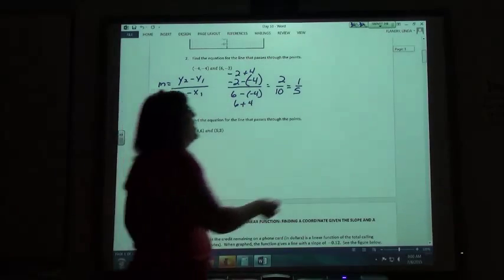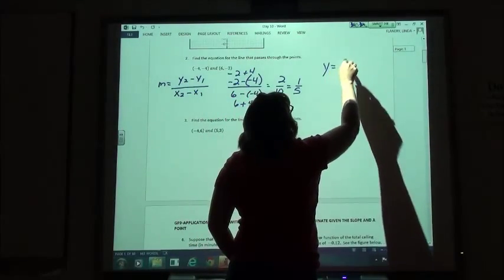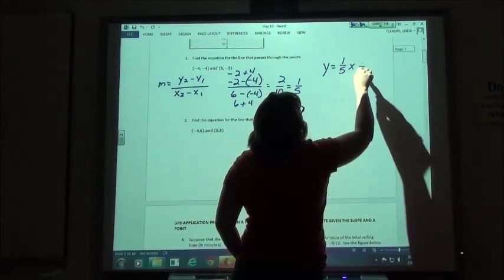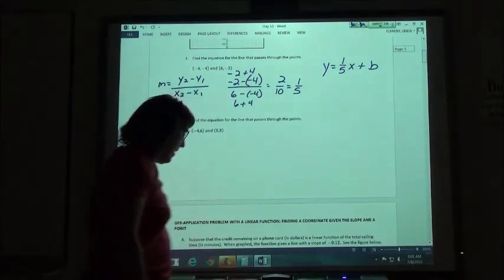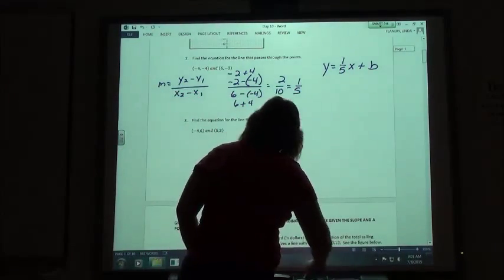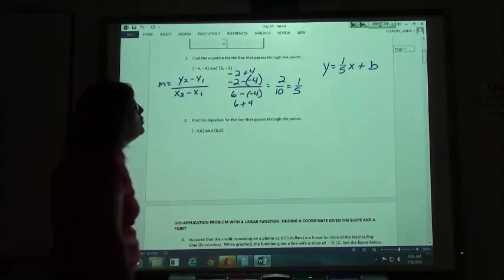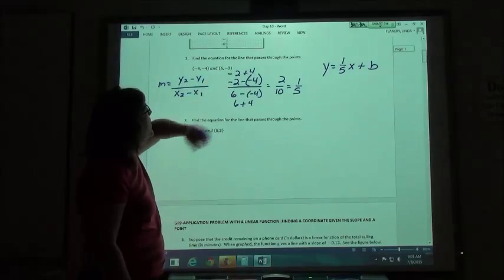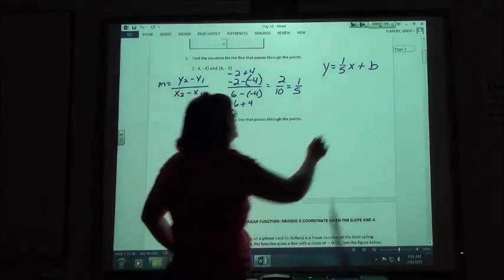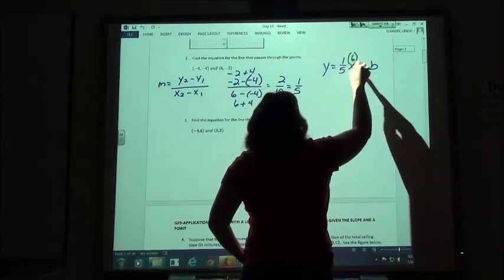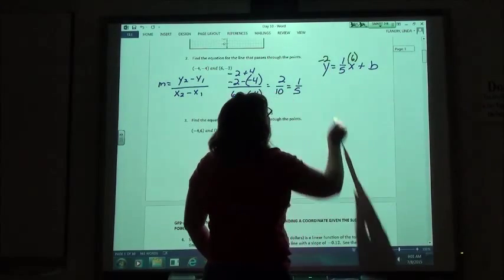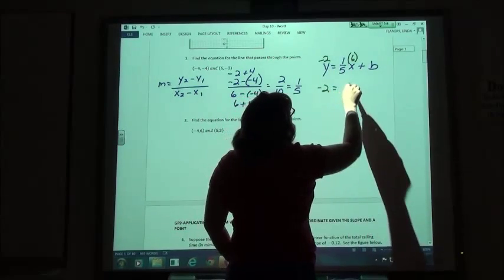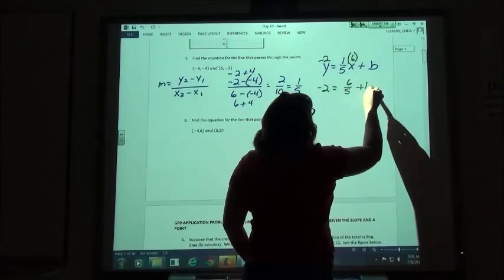So I know my equation is going to start y equals 1/5 x plus some number b that I have to find. Again, it doesn't matter which one of the 2 given points you use. You can use either one. I'm going to use this one since it has a +6 in there. Not that it really matters, but I'm going to put 6 in for x and -2 in for y. So -2 equals 6/5 plus b.